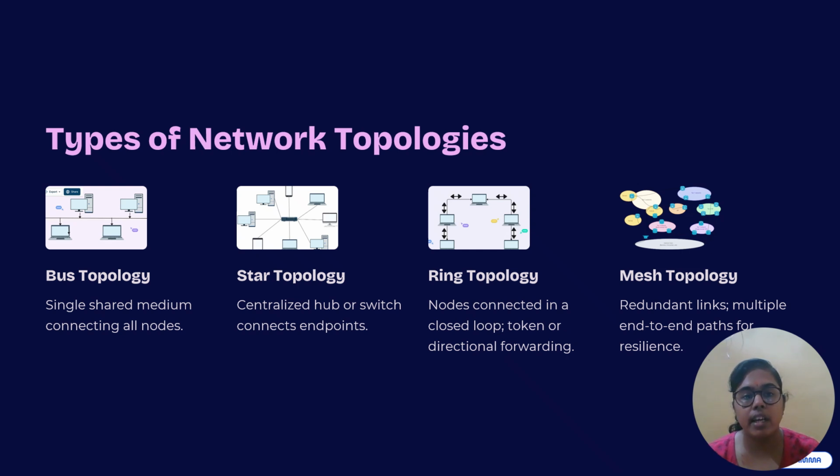There are different types of network topology, mainly bus topology, star topology, ring topology, and mesh topology. Each topology has a different way of connecting devices. They differ in terms of reliability, maintenance cost, speed. Now I will explain each of them one by one.